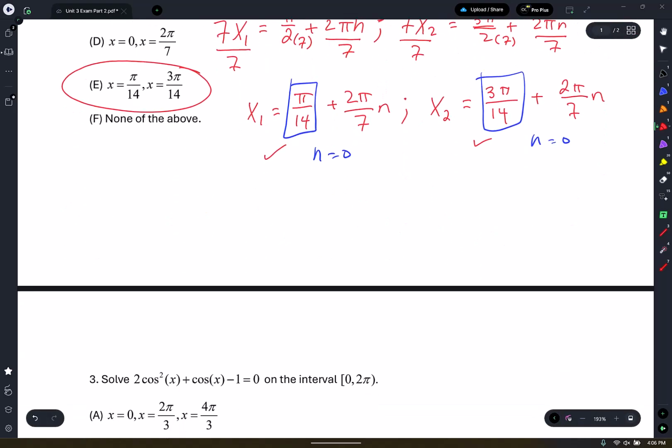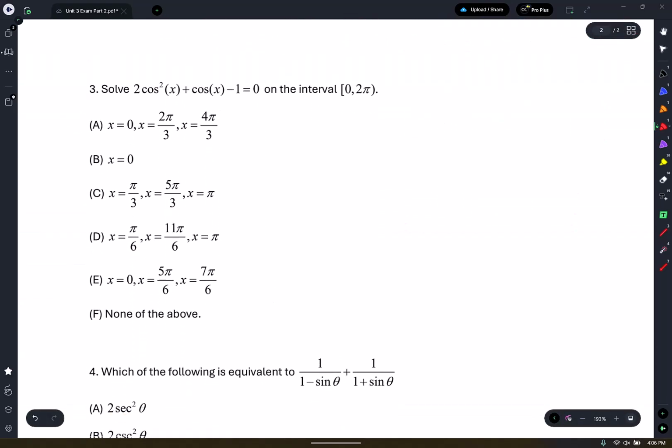Let's go to the next one. All right. This one right here. I saw a lot of funny business. Did you factor it, or did I write that you didn't factor it? Some of you were moving the 1 to the other side, and you were going 2 cosine squared x plus cosine x equals 1. Was that you? Yeah, no, you can't do that.